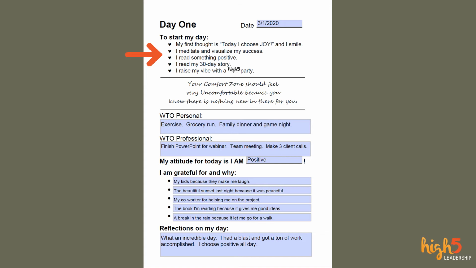And last is I raise my vibe with a high-five party. Maybe your party is some exercise or listening to some music and having a dance party. Whatever it is that will raise your energy and get you excited for the day.